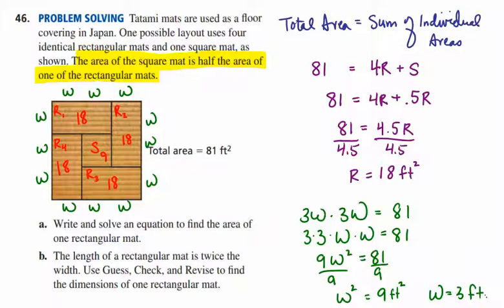And if W is equal to 3 feet, we know that the dimensions of one of the rectangular mats then is 3 feet for its width and 6 feet for its length. And so we would end up with the dimensions 3 by 6, 3 feet by 6 feet for the dimensions of one rectangular mat. We'll stop this one here.